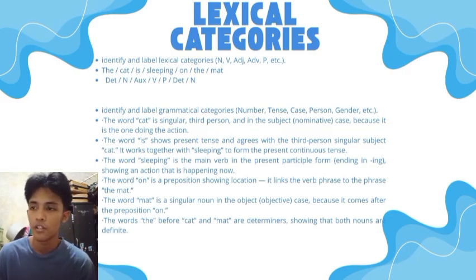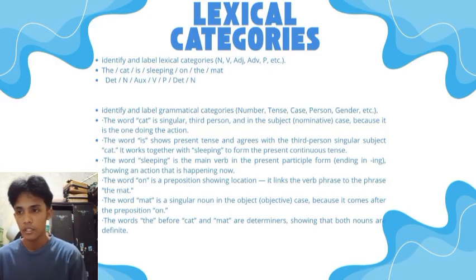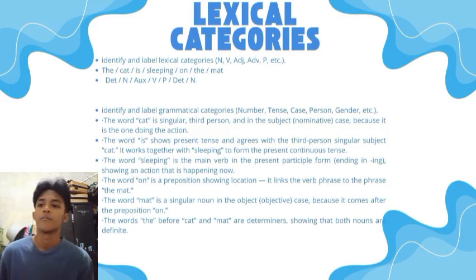So the first is the cat is sleeping on the mat. The is a determiner, cat is a noun, is an auxiliary, sleeping is a verb, on is a preposition, the is a determiner, and mat is a noun.